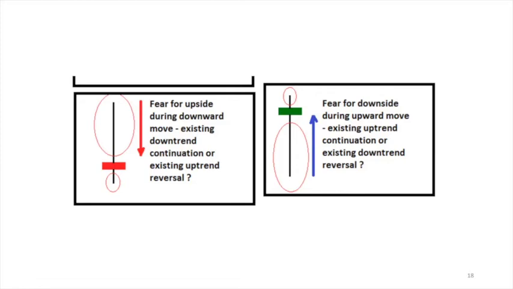As I told you, gradually when you're looking at the chart, you will come to understand, after drawing the support line and resistance line. And same thing here, fear of downside during an upward move. Existing trend line continue and existing trend line reversal can be either thing, as I told you.